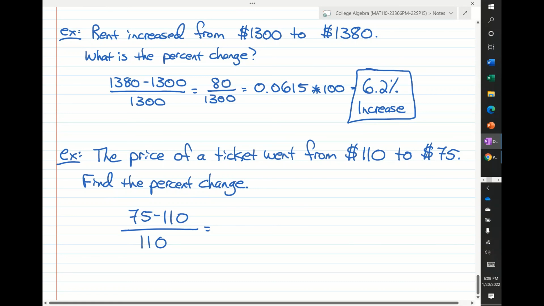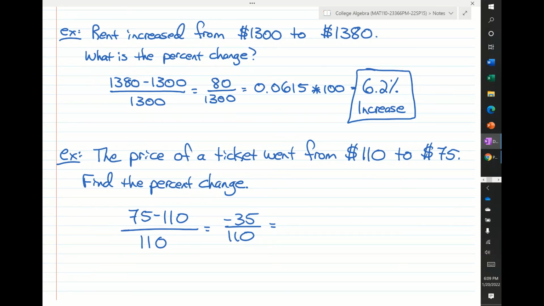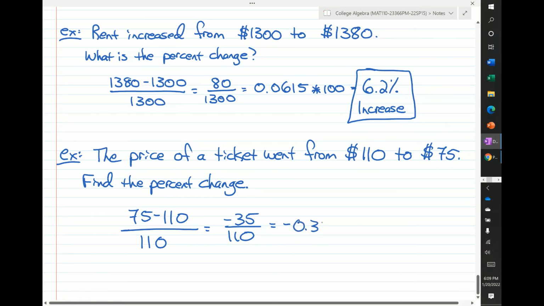75 minus 110 is negative 35. Negative 35 divided by 110 is negative 0.318. You get negative 31.8%, which is considered a decrease. It went down. That's how you do it.